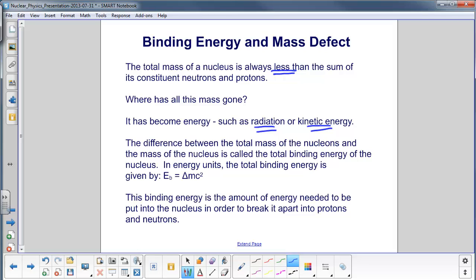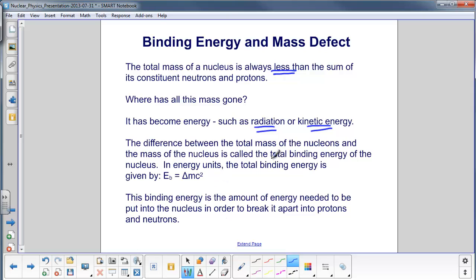In other words, when a nucleus is put together, you've got a certain mass of neutrons and protons, you put it together, energy is released, because the mass of the combined protons and neutrons in the nucleus is less. Where did that mass go? It had to go somewhere because of the conservation of mass energy. In this case, it goes to energy.